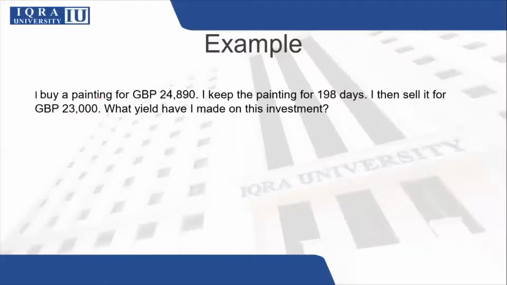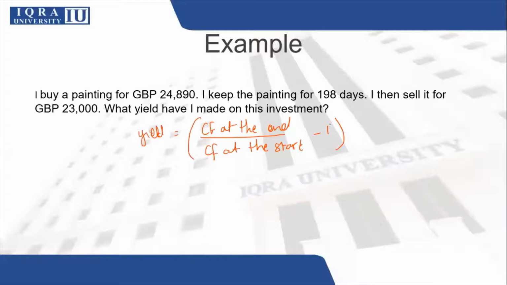So the question says, I buy a painting of British pound 24890. I keep the painting for 198 days. I then sell it for GBP 23,000. What yield have I made on the investment? So we'll again use the yield formula, which is cash flow at the end over cash flow at the start, minus 1, times year divided by days.